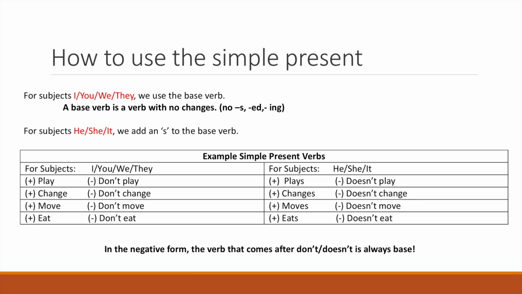In the negative form of the simple present, the subject is followed by don't or doesn't, and then the base verb. In the negative statements, we don't put an S on the verb for third-person singular subjects. However, we must know the difference between don't and doesn't. For third-person singular subjects, like he, she, and it, we must use doesn't. For I, you, we, and they, we use don't. Again, this is to form negative sentences.